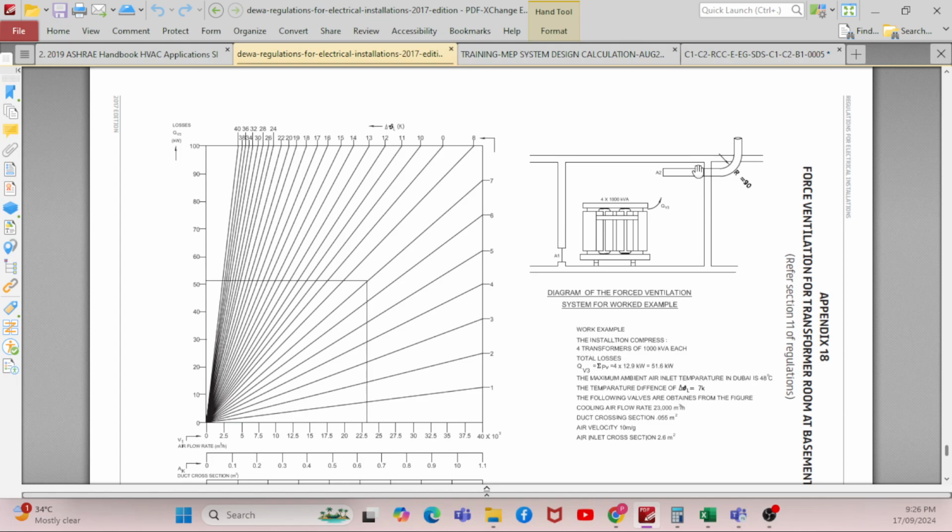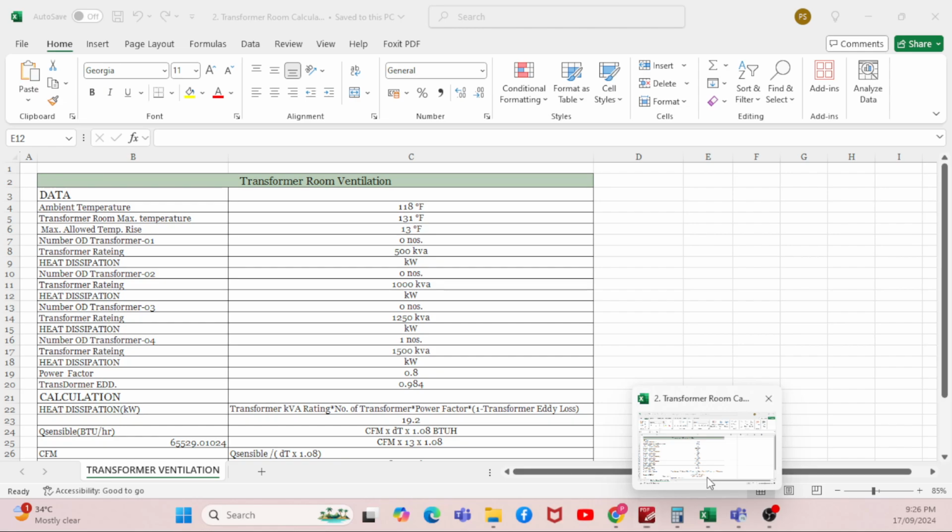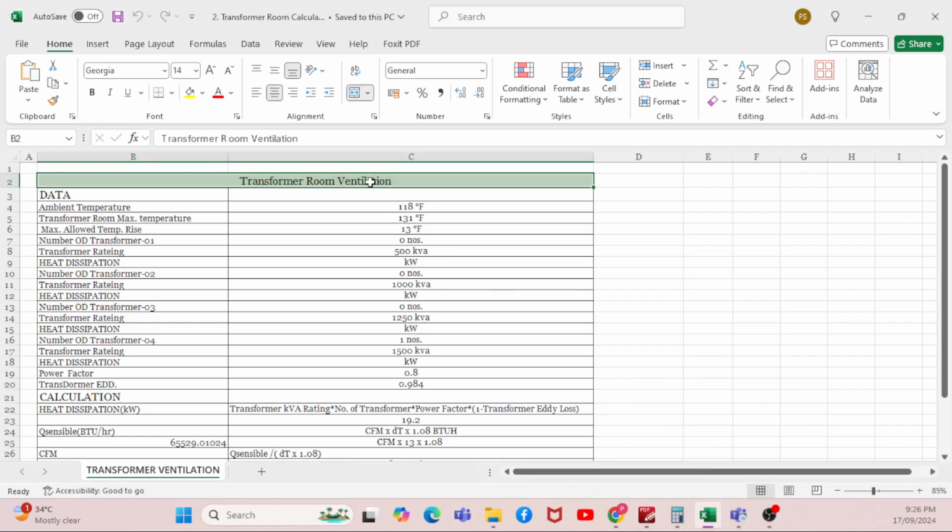Okay, so now, if you go to my calculation sheet, you can see the transformer room ventilation. Basically, you are going to calculate the heat dissipation in the transformer. To do that, you find the transformer kVA rating, multiply by the number of transformers, then apply the power factor to convert from kVA to kilowatt.